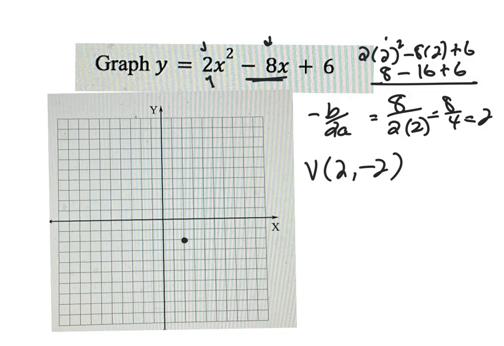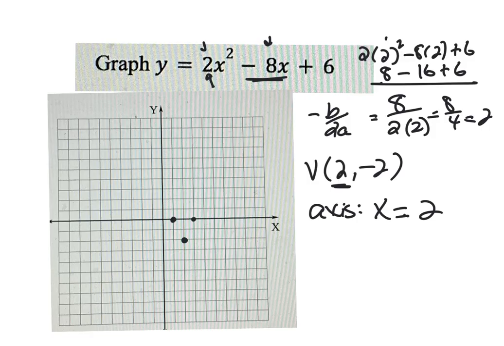Because it's a positive 2 in the front, I know it's going to open up, okay, which is important. My axis, which they're going to ask you every time, is, remember, it's always x equals whatever your x-coordinate is. Again, that's going to be your axis every time. Because there's a 2 in the front here, I'm going to go over 1, up 2, over 1, up 2.